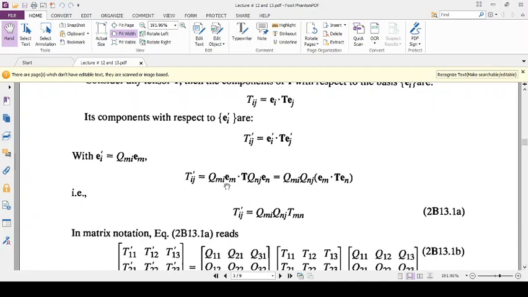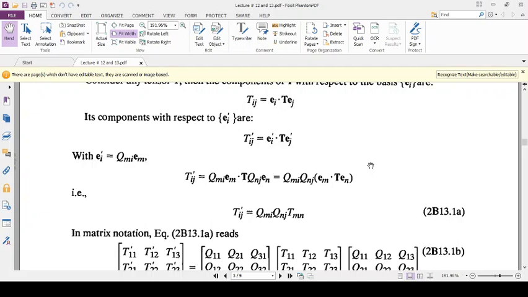Simply, instead of ei dash you have written Qmi em dot ej dash ej, and instead of m you will use n, because you know that these two are dummy indices, and a dummy index can't appear more than two times. So take the scalar outside, Qmi Qnj, then we can write em dot T en, and em dot T en you can write as Tmn.